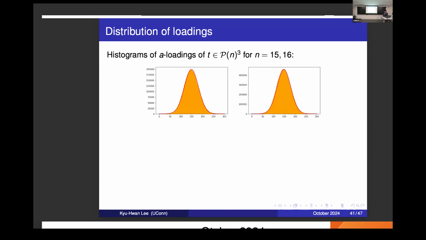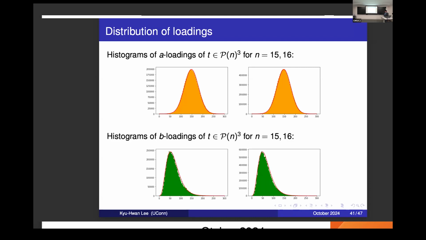So let us see the distributions. Here are histograms of A loadings for n equal to 15 and 16. If n gets bigger, you get the same picture. And clearly, they seem to follow normal distributions. I did a curve fitting, and the curve fitting is almost perfect. You may conjecture that the distribution of A loadings is actually normal. What about B loadings? I got these pictures, and the curve is coming from the gamma distribution. Then the curve fitting is almost perfect. So we may conjecture that the distribution of B loadings follows a gamma distribution.